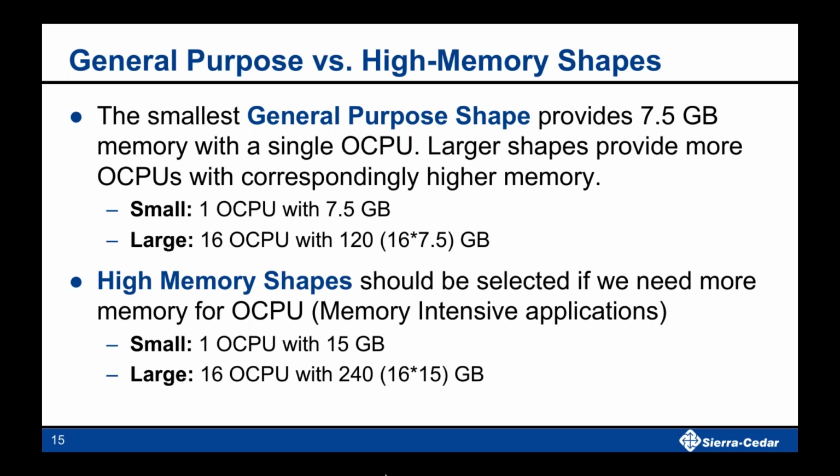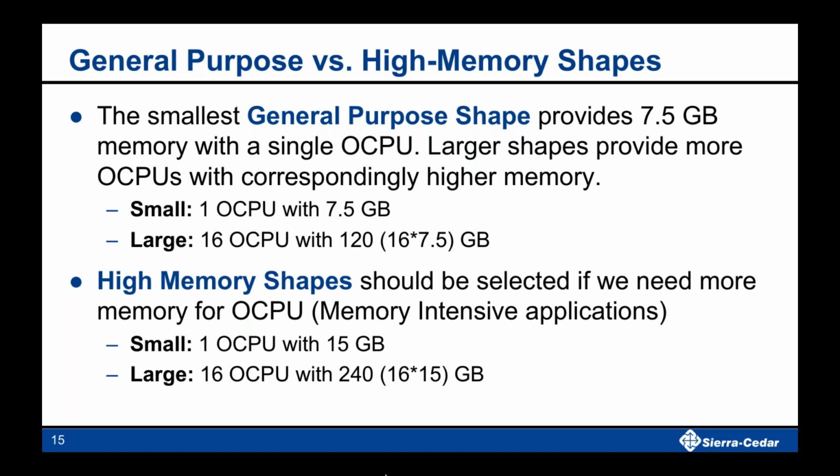The next slide talks about general purpose versus high memory shapes. What are these shapes? For the general purpose shape, we get 7.5 gig of memory per OCPU. So each OCPU gets 7.5 gig of memory, and as you increase the number of OCPUs, you increase the amount of memory that you are assigning to this virtual machine image, the OAC instance. With the high memory shapes, we get 15 gig of memory per OCPU, and if you increase your number of OCPUs, the amount of memory that you can assign to an OAC instance will increase.